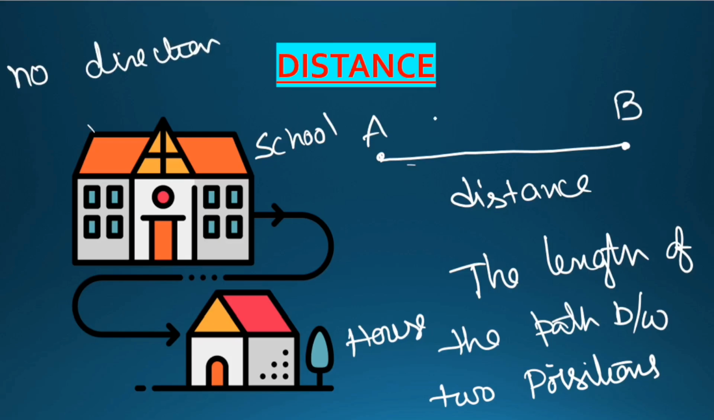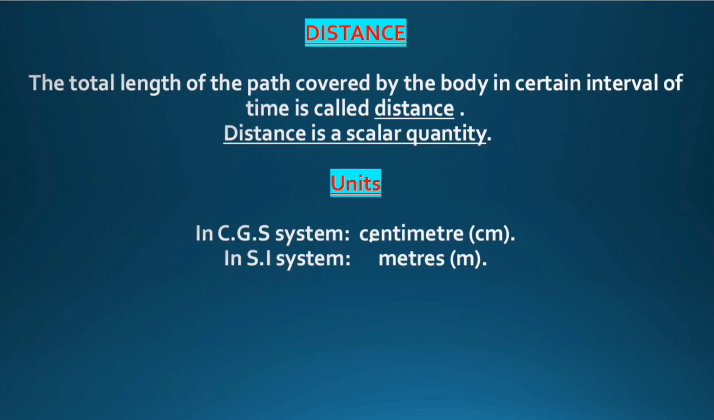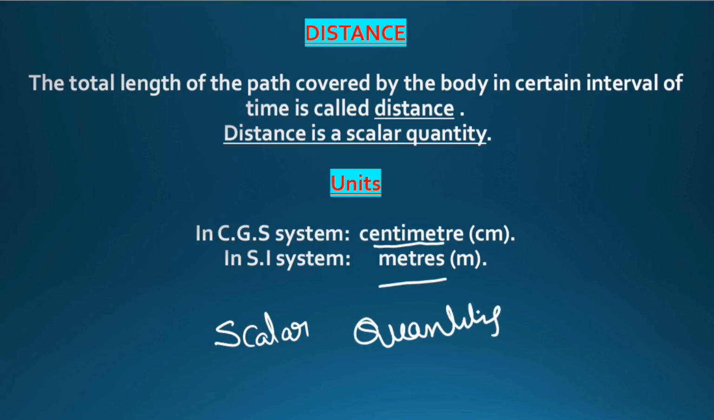So distance can be measured in the CGS system in centimeters. In the SI system, it can be measured in meters. Distance is a scalar quantity. What is a scalar quantity? A physical quantity which has only magnitude. Only magnitude. What is magnitude?